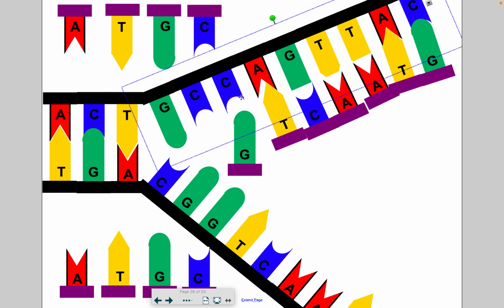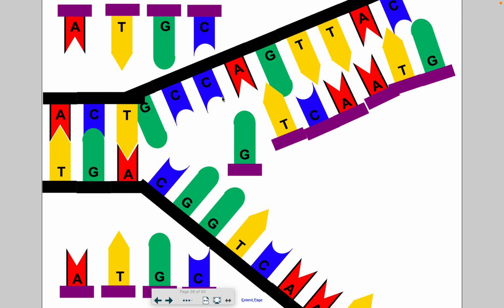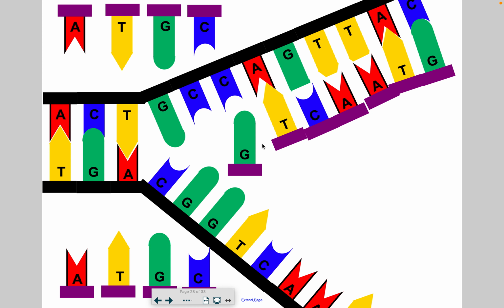And then G pairs with C. All right. And so DNA polymerase would just continue on until it's done copying DNA. Now, as that's going on, we have another DNA polymerase going in this direction. So I'm going to use the top half here.